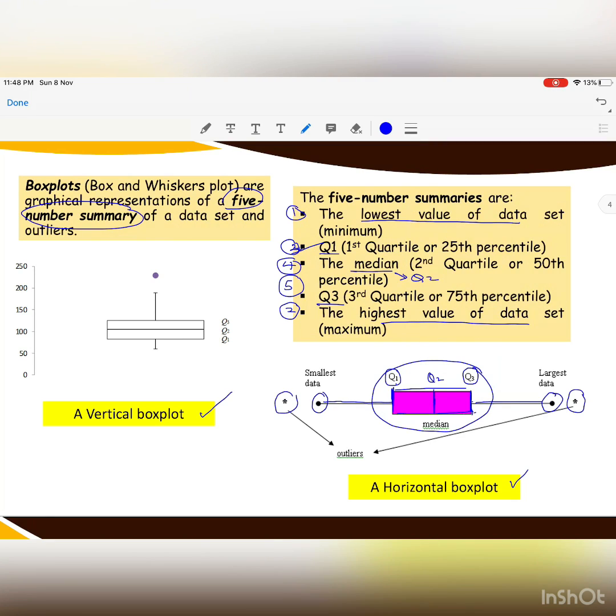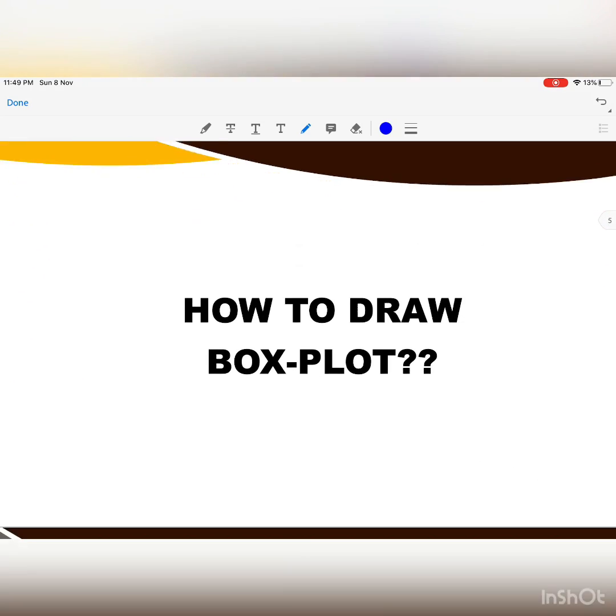So what is the star? Can you see the star here? If you have outliers, then put a star. Outliers can be one, can be more than one, or may not exist.